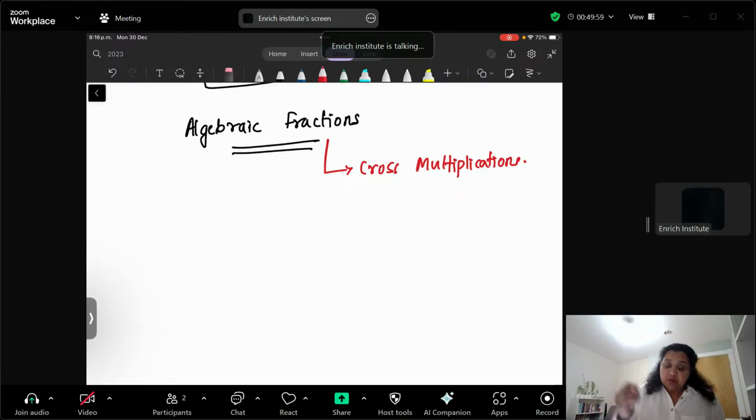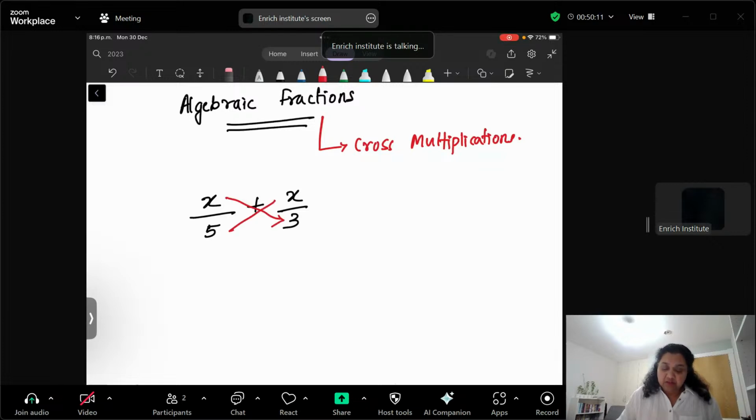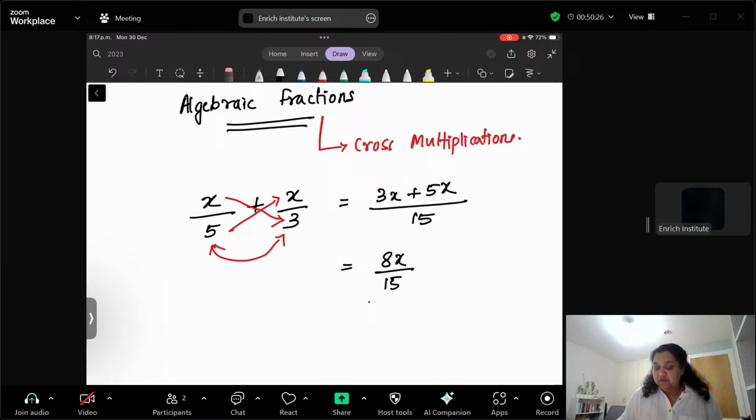Okay, so here algebraic fractions means if I have two fractions like x by 5 plus x by 3. My method is you have to cross multiply this times this and this times this, which is equal to 3x plus 5x, and the denominator will be this times this. So 5 times 3 is 15. Then you can simplify this as 8x by 15.